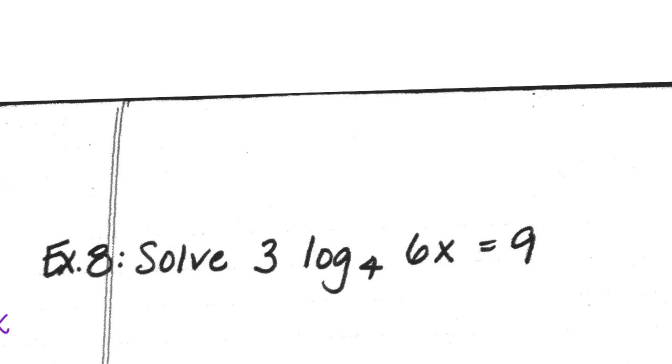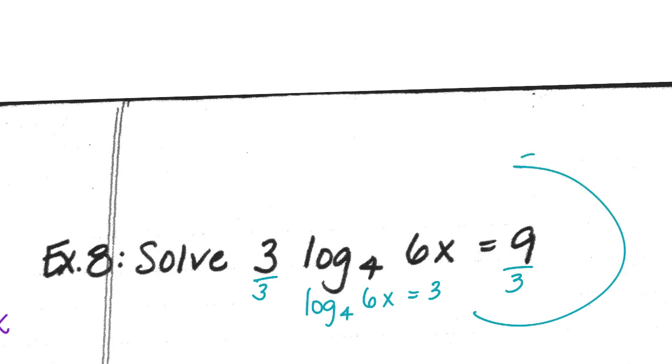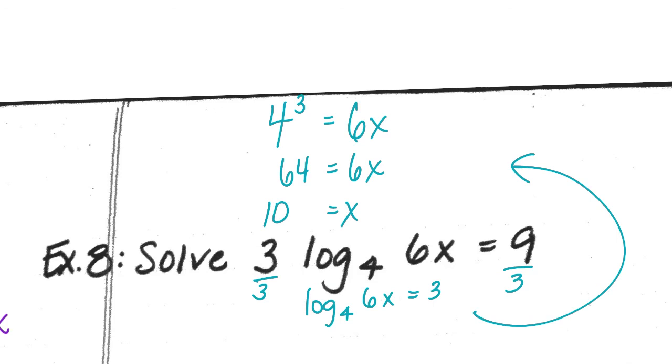And let's just look at one more to solve. 3 times log base 4 of 6x equals 9. The first thing I'm going to do is divide by 3. And I get log base 4 of 6x is equal to 3. And remember, I want to put this in exponential form, so I'm going to write it on the top. 4 to the 3rd power is equal to 6x. 4 to the 3rd power is 64 equals 6x. When I divide each side by 6, I get 10 2/3. Great job.